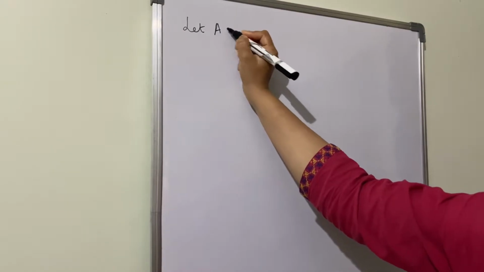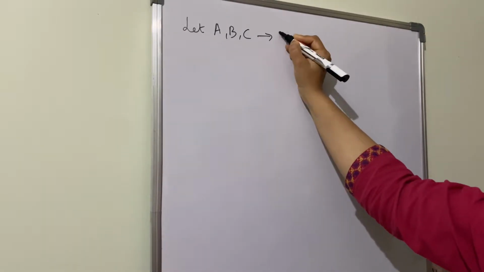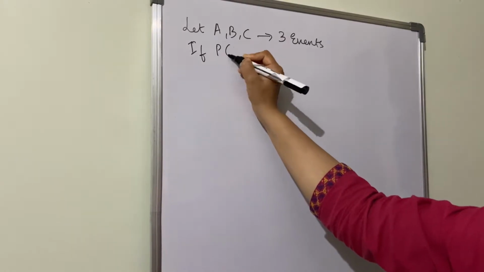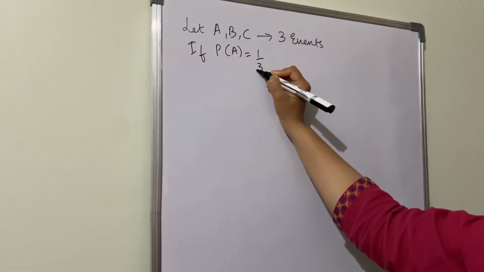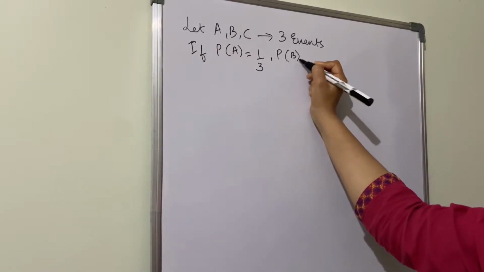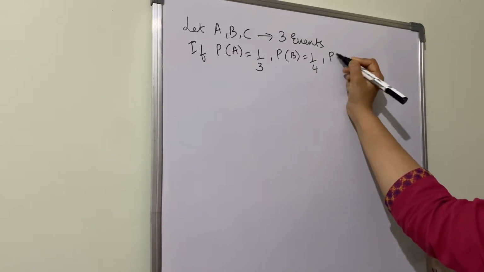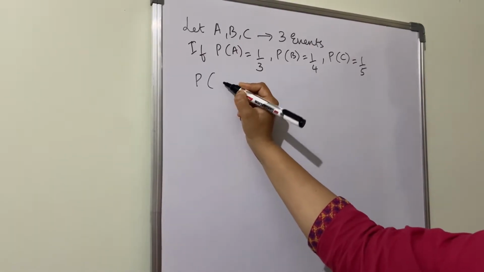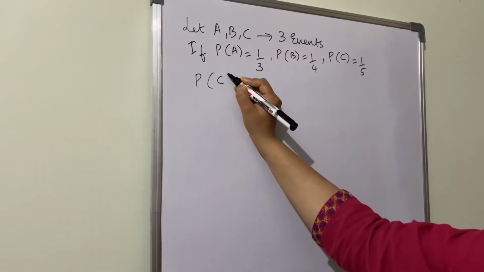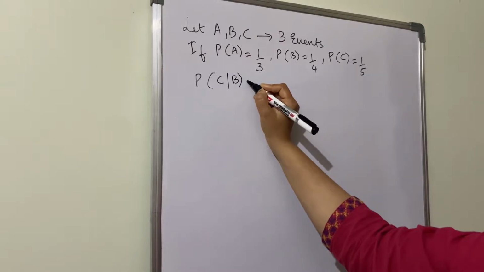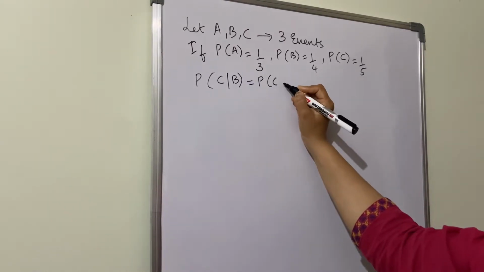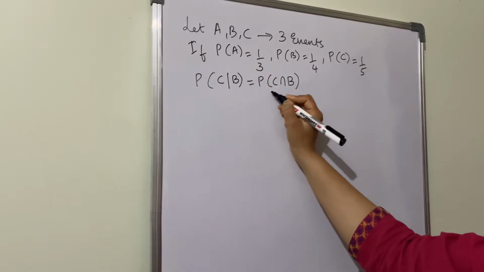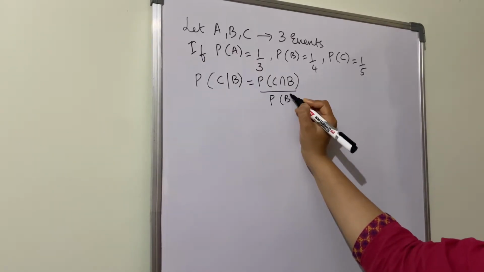Let A, B, C be three events. If probability of A happening is 1 by 3, probability of B happening is 1 by 4, probability of C happening is 1 by 5, we can compute probability of C happening given B happens if we know probability of C and B happening divided by probability of B.